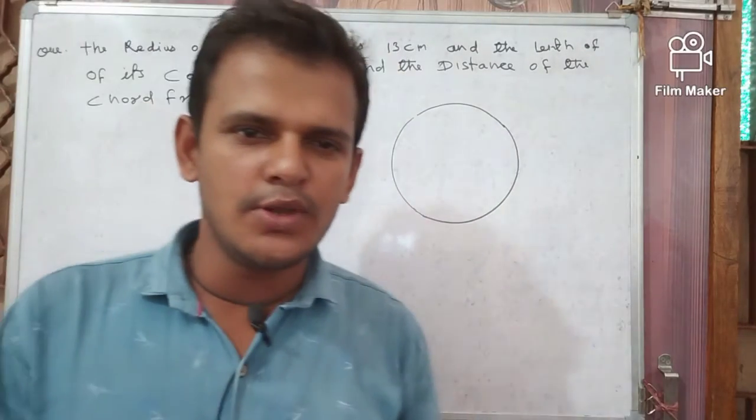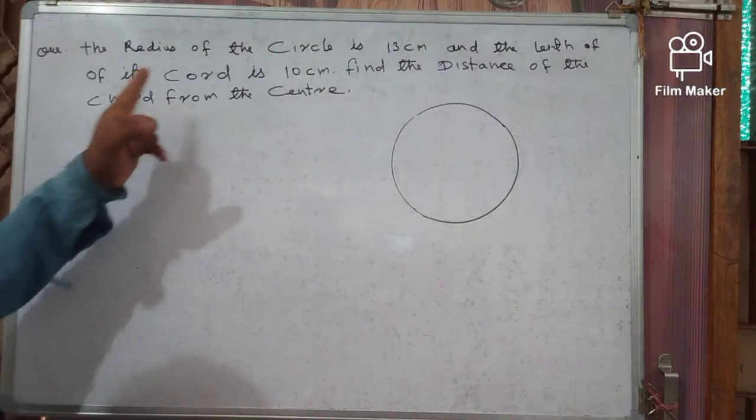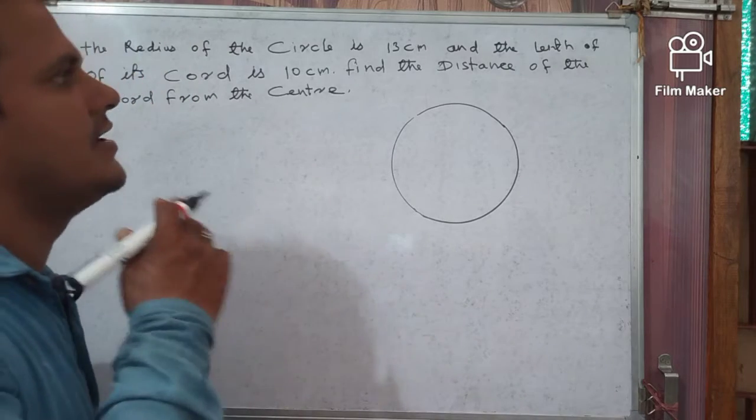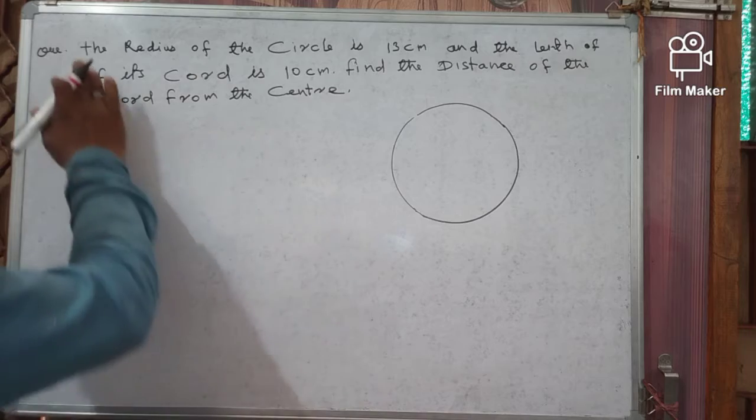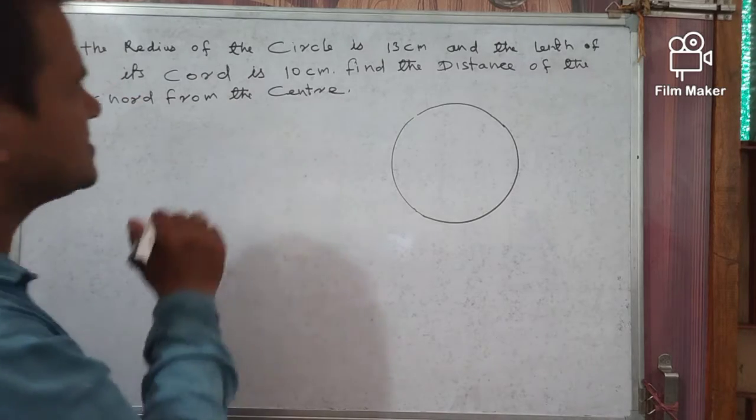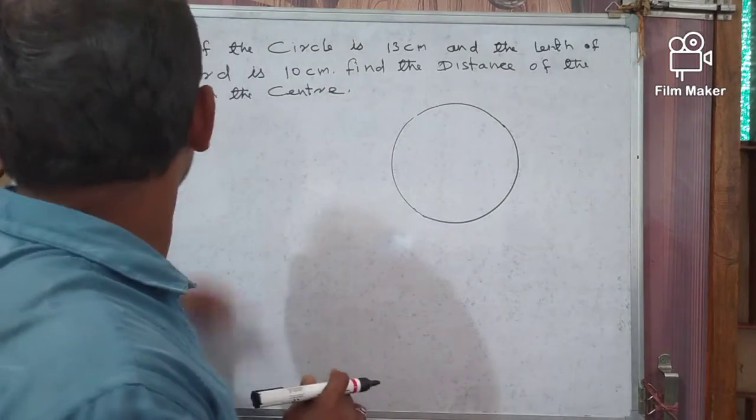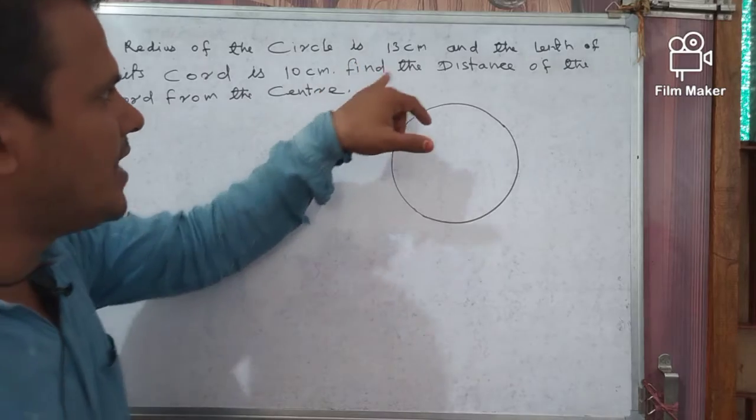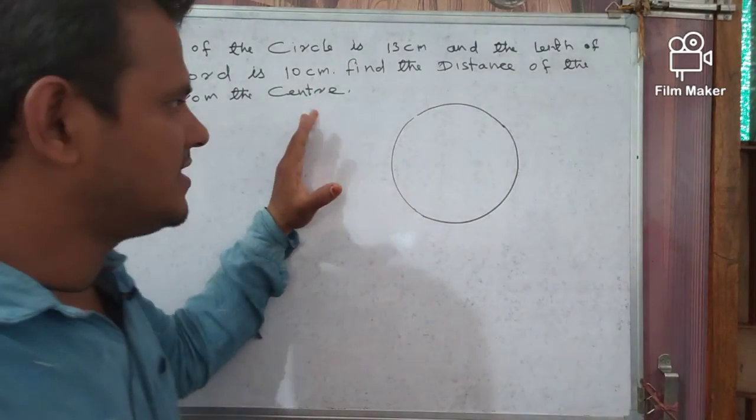The topic we are going to look at today is circles. So friends, read this question. The radius of the circle is 13 centimeter and the length of its chord is 10 centimeter. Find the distance of the chord from the center. Our target is to find the distance of the chord from the center.